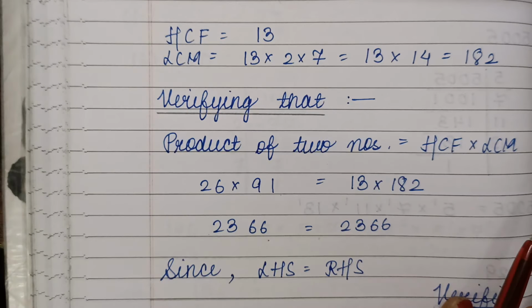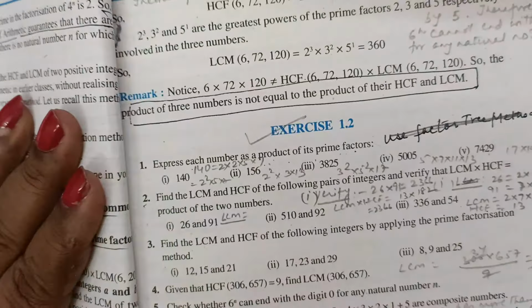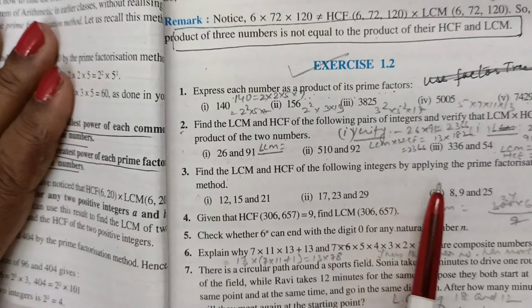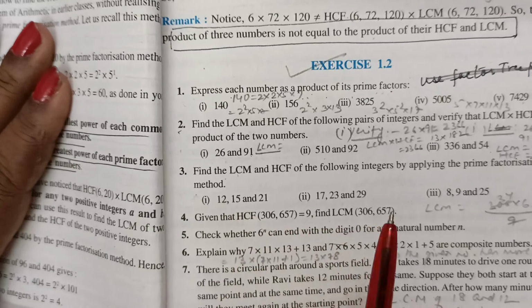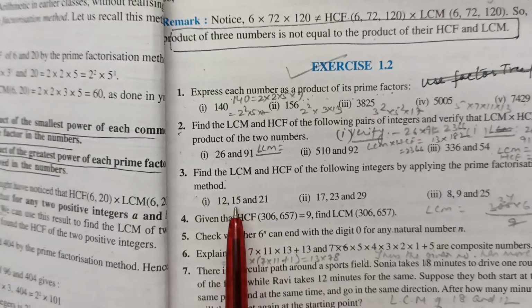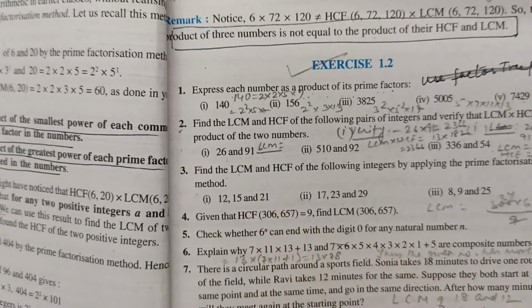Then come to question number 3. Find the LCM and HCF of the following integers by applying the prime factorization method. Okay, so I am doing the first question for you, 12, 15 and 21.